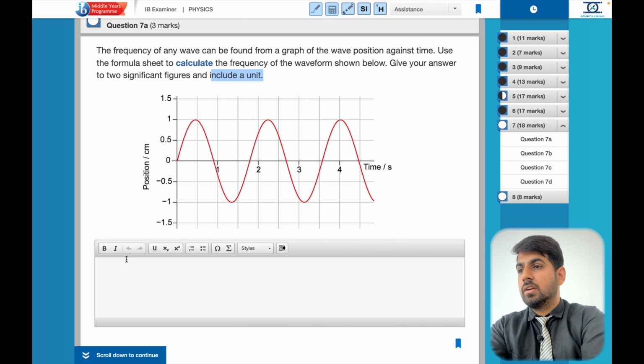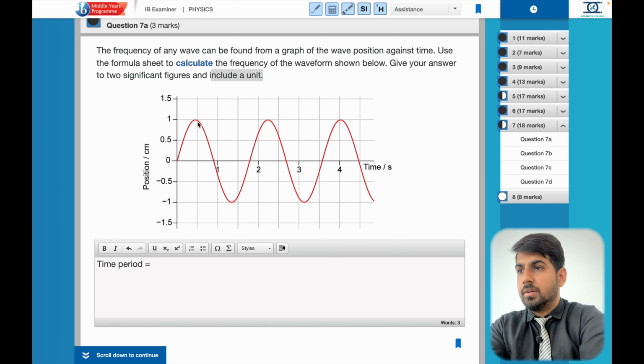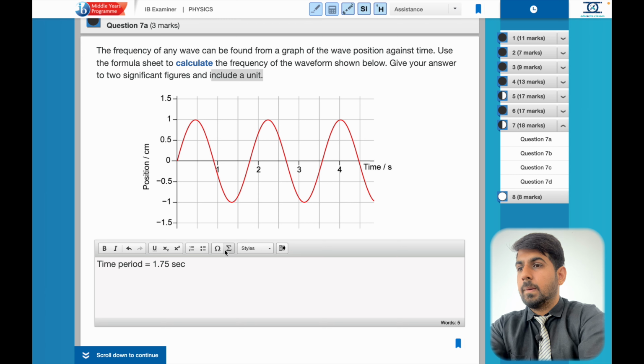So if I find out the time period, if you look at the graph, it started from here and it comes back to this position. So if this is 1, this is 2, this will be 1.5, and this is in between 1.5 and 2, so this will be 1.75 seconds.